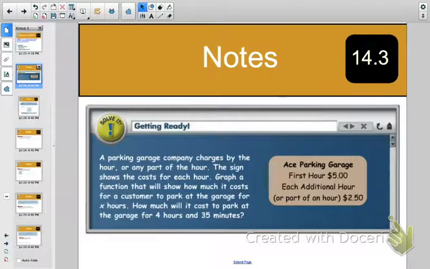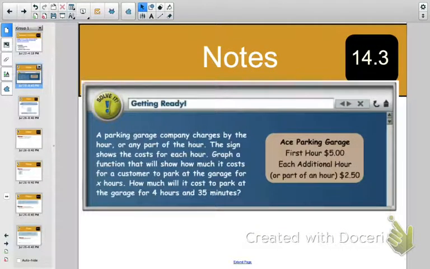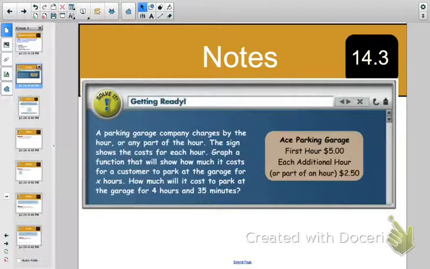So, this one says, a parking garage company charges by the hour or any part of the hour. This is actually how parking garages work, just so you know. The sign shows the cost for each hour. Graph a function that will show how much it costs for a customer to park at the garage for x hours. How much will it cost to park for 4 hours and 35 minutes?